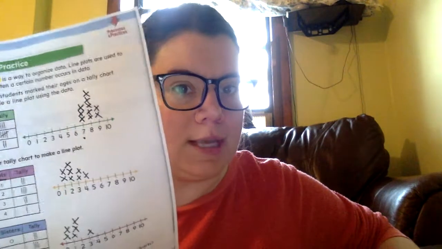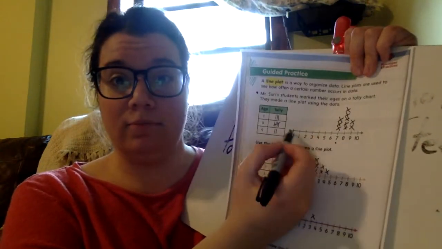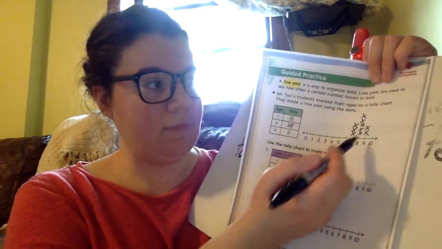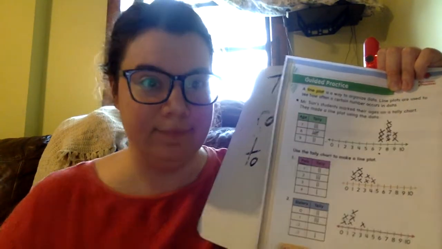So that's how simple it is to make a line plot. There will be some follow-up work that will look very similar to this. You can complete that, or you can just draw it on a separate sheet of paper. You see it's just above a number line. We make a number line, and then you mark however many X's there are. Easy peasy. It's actually a lot simpler than making a bar graph or a pictograph.